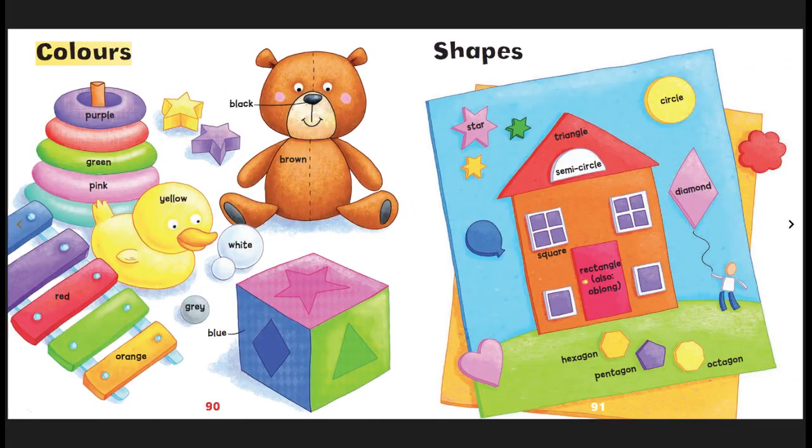Colours: purple, green, pink, black, brown, yellow, white, red, orange, grey, blue. Shapes: star, circle, diamond, triangle, semicircle, square, rectangle, also oblong, hexagon, pentagon, octagon.